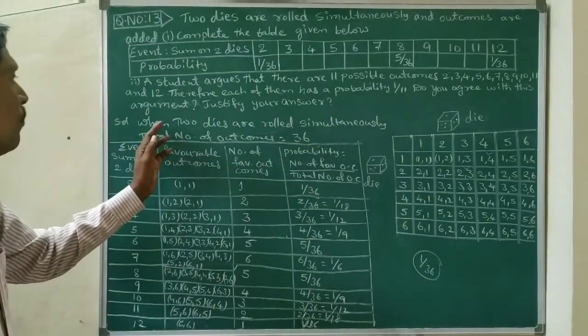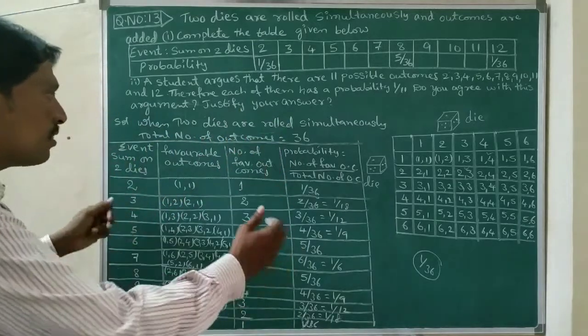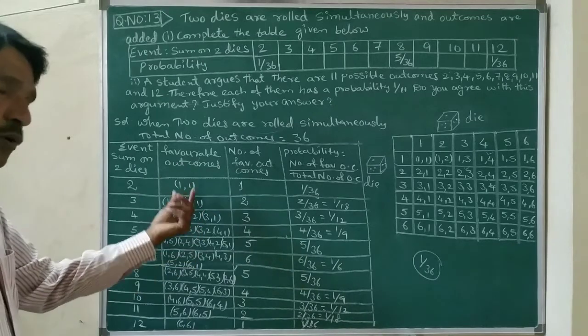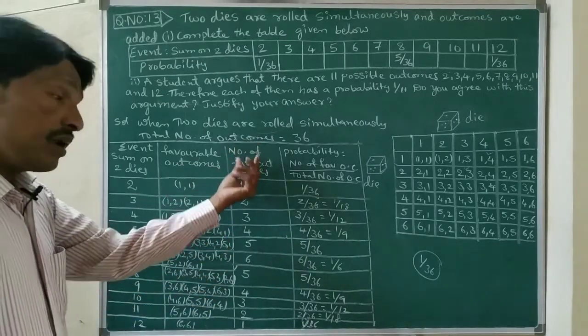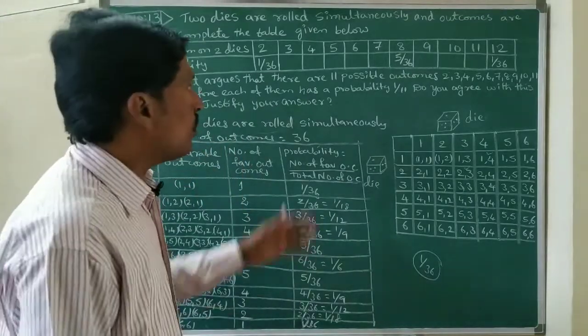So here, when two dice are rolled simultaneously, we are getting the sums on 2 dice like this. These are the favorable outcomes and the number of favorable outcomes. In this way we are getting them. The probability we also got.